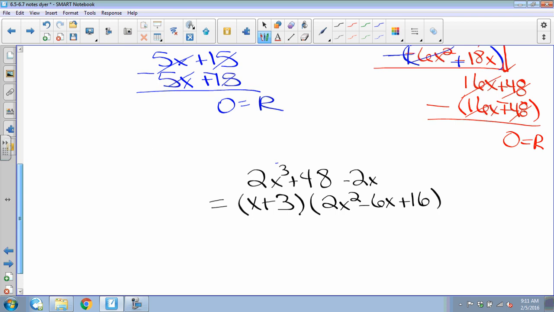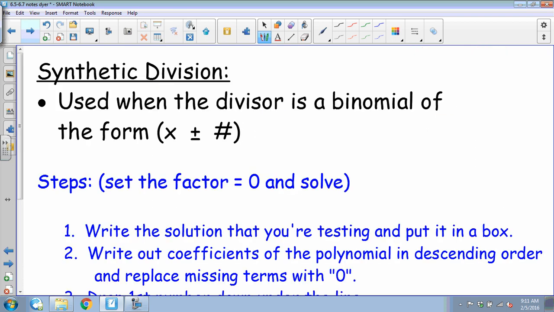Well, hang on. I do have a shorter way. Yes, but you can't get away from long division. You cannot get away from long division all the time, but you can some of the time. It's called synthetic division. Synthetic means fake. It's like fake division, like a shortcut to the division.